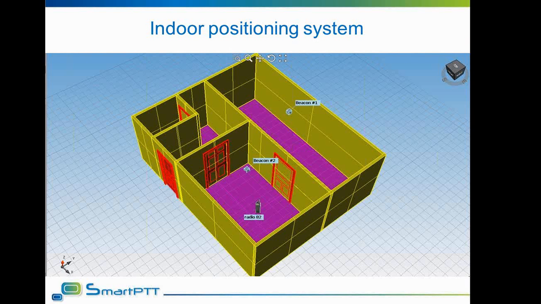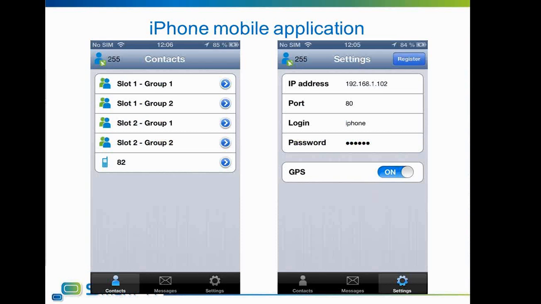The next new feature of SmartPTT software is Mobile Client. It is an application that turns your iPhone into a subscriber of a MOTOTRBO network. To date, the iPhone client supports the following features. Registration of the mobile client as a subscriber of the MOTOTRBO network. The dispatcher can see the mobile client in the list of online subscribers, request its location, and send text messages.